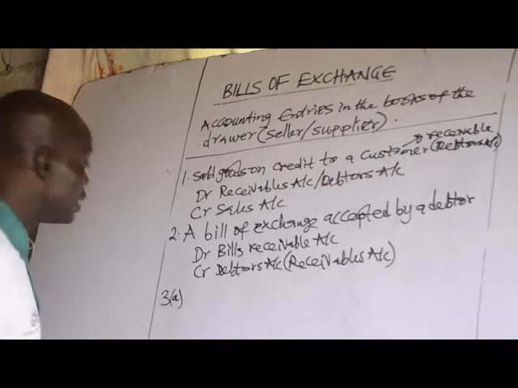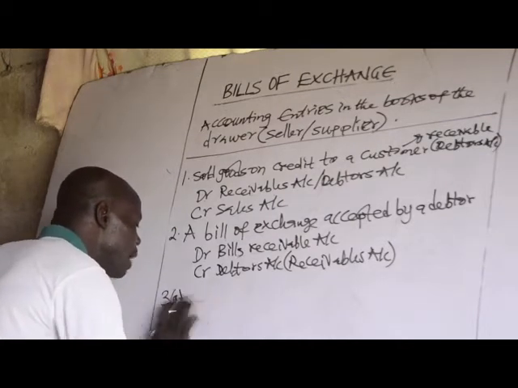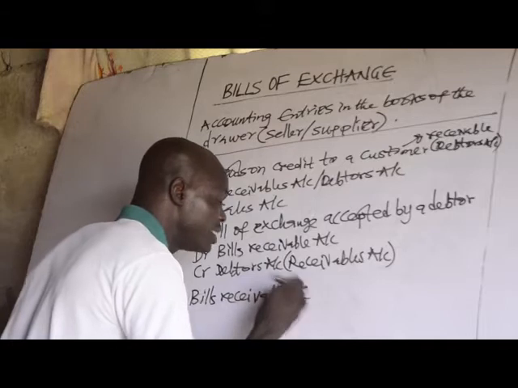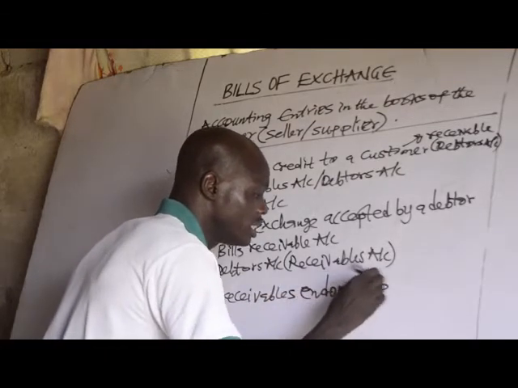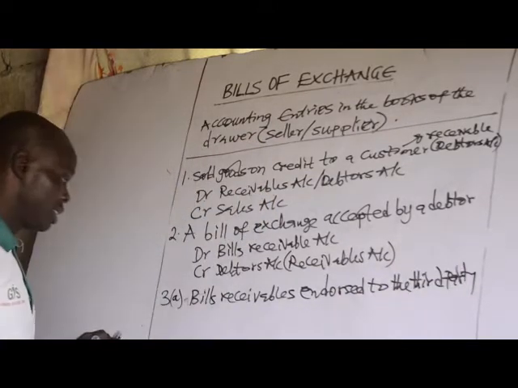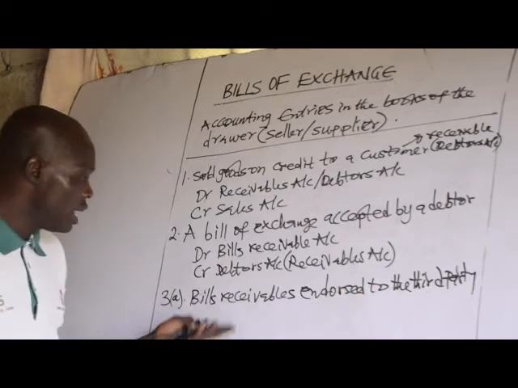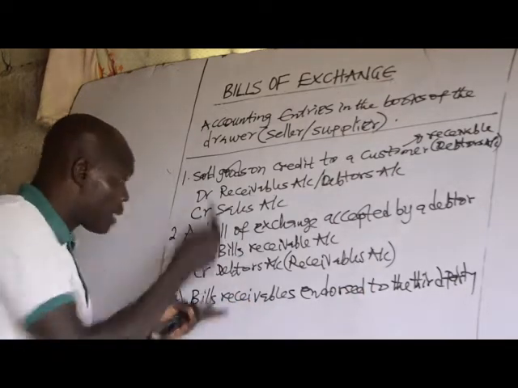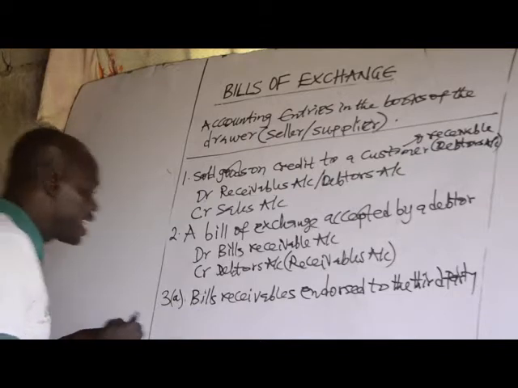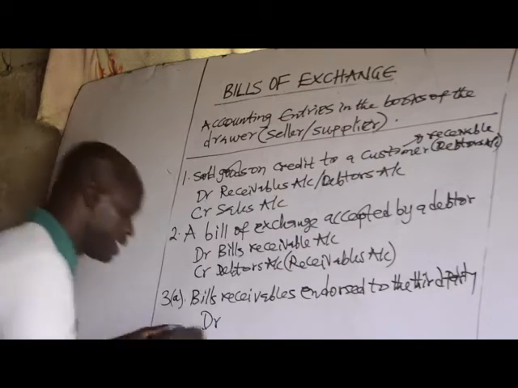Now, bills receivable endorsed to the third party. In this case, these bills have been tendered to the third party for payment. The third party, who is the creditor to the supplier, is the person now receiving the bills. So that means the third party becomes the receiver. In that case, you debit the third party's account, let me say the creditor's account.